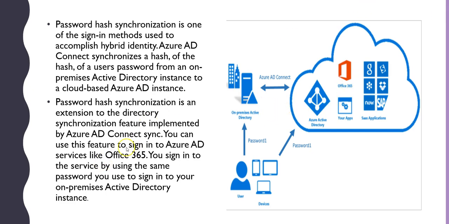service. Password hash synchronization is an extension to the directory synchronization feature implemented by Azure AD Connect Sync. We can use this feature to sign into Azure AD services like Office 365. We sign into the service by using the same password you used to sign in to your on-prem Active Directory instance. So you would not have a different password to log on to your Azure AD. You would have the same password that you use on the on-prem directory.